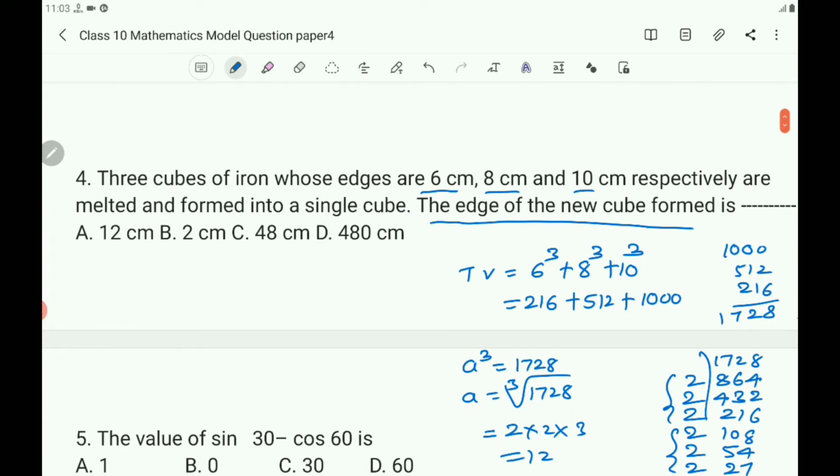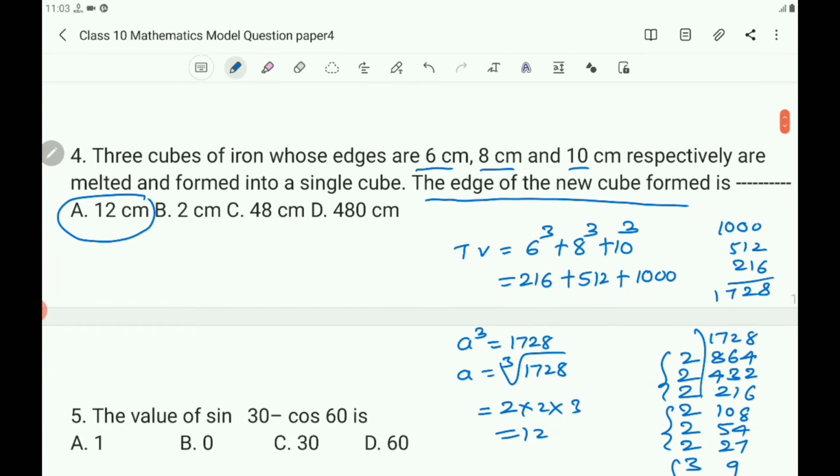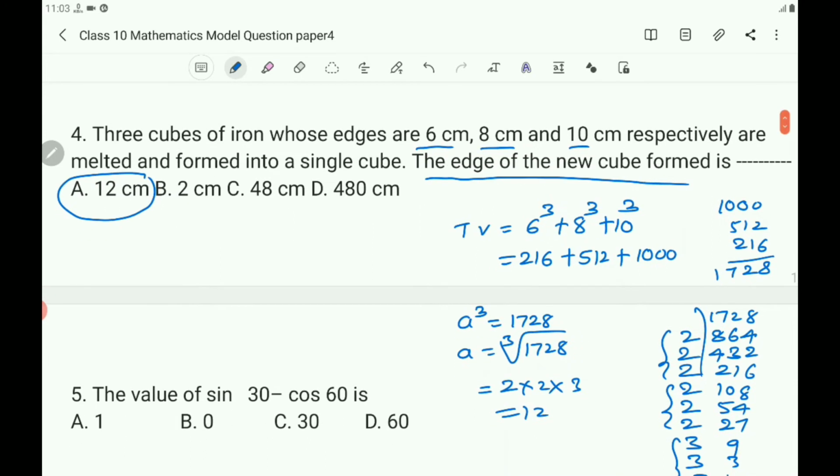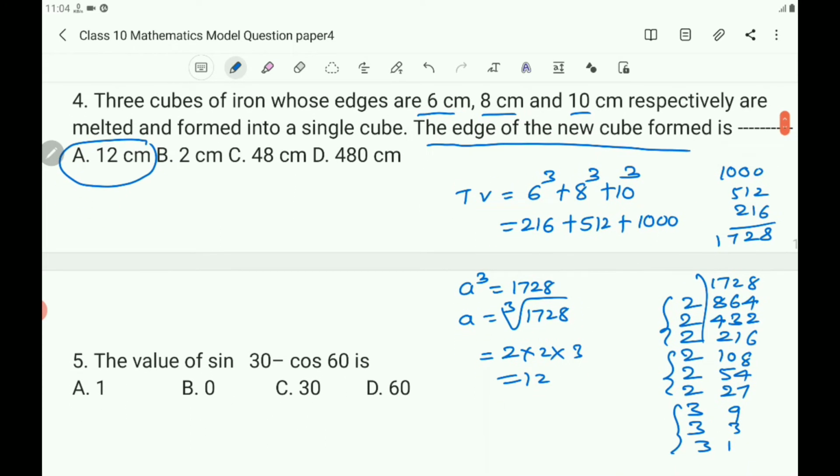So what is the answer here? Answer is A, 12 centimeter. Here we have to find the cube root of 1728. So roughly calculate it: for this you get 2 2 2 and 3 3 3, so the product of these is 12. So you got the answer A, 12 centimeter. The edge of the new cube is 12 centimeter.